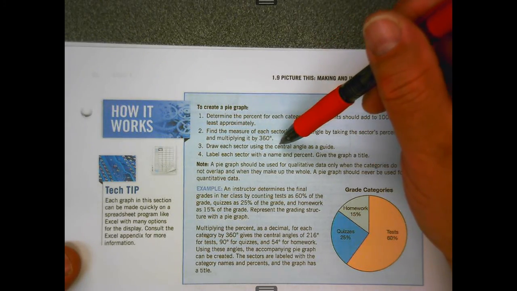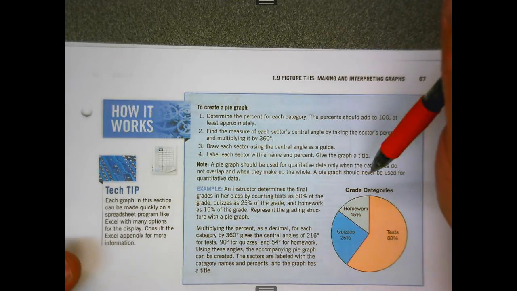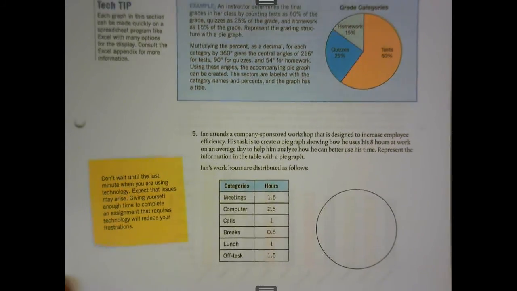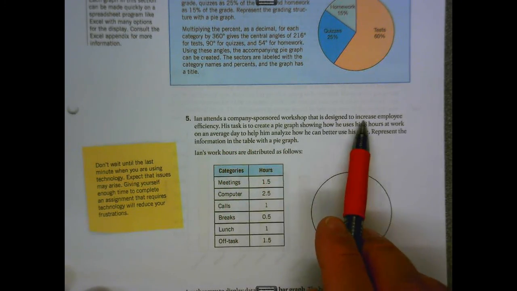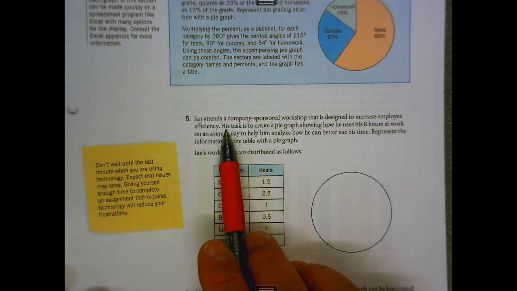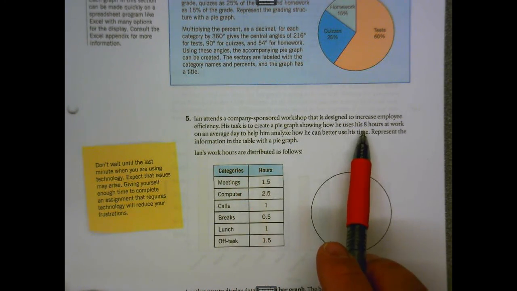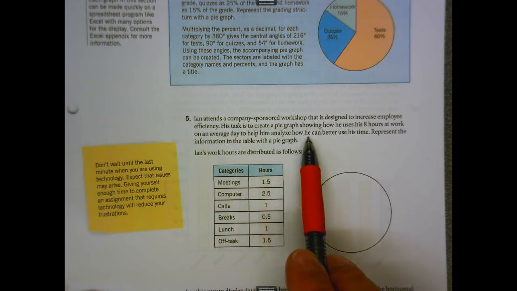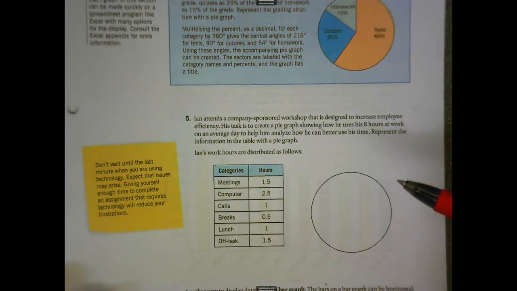All right, number 5. Ian attends a company-sponsored workshop that is designed to increase employee efficiency. His task is to create a pie chart showing how he uses his 8 hours at work on an average day to help him analyze how he can better use his time. I'm going to make a pie chart. So we have categories. We have the hours. So the next thing we need to do is make a percent.